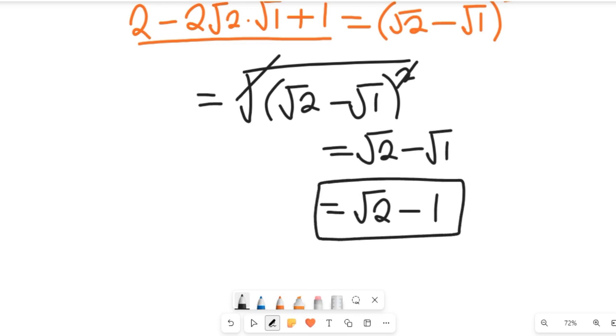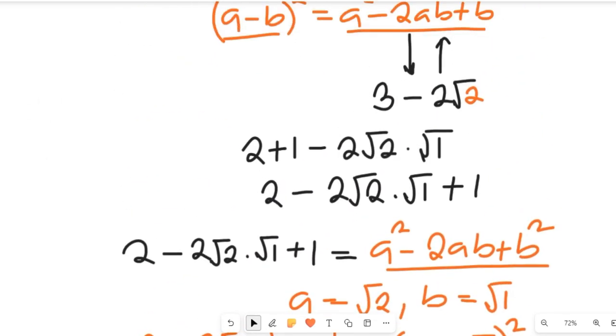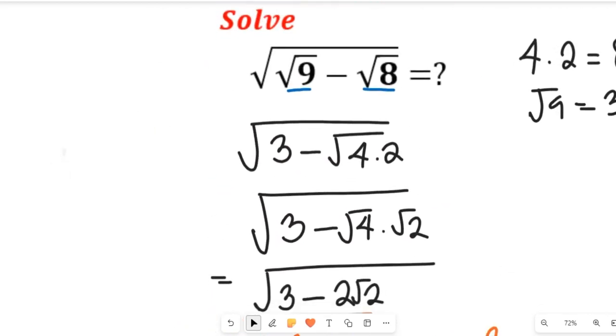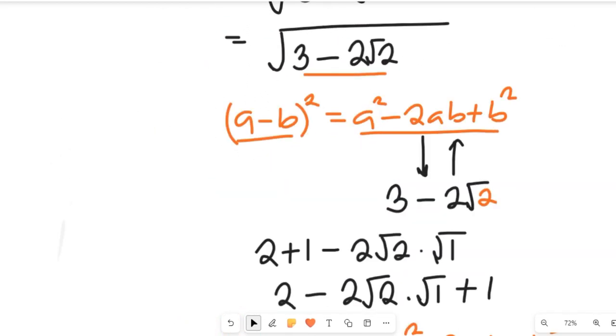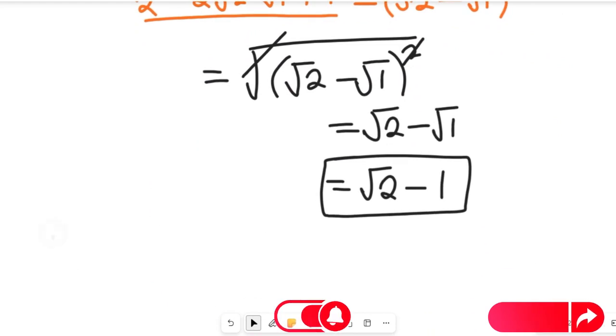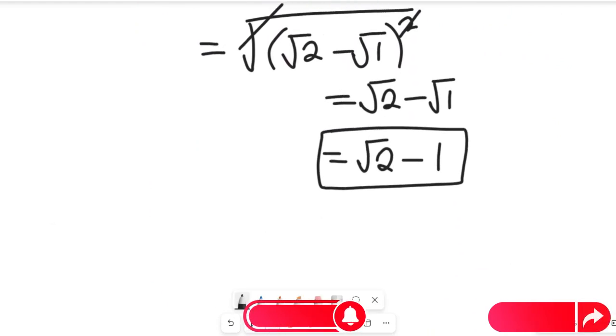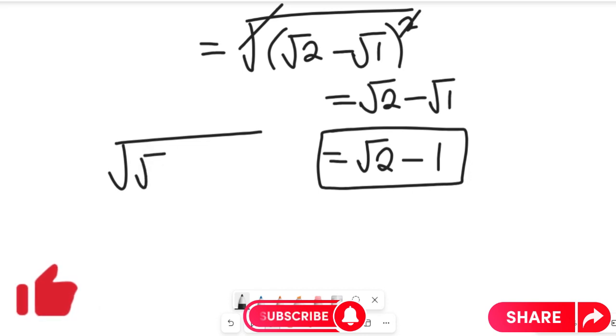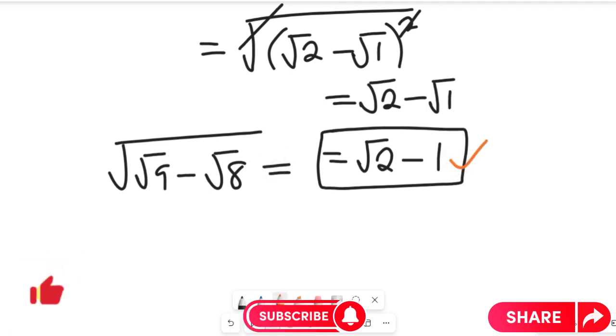So that whole expression, which is the square root of 9 minus the square root of 8, is equal to this expression. I know you do learn from this solution.